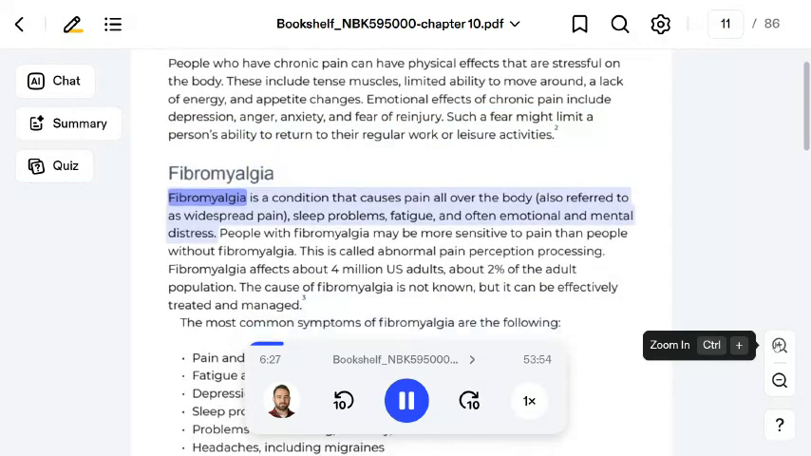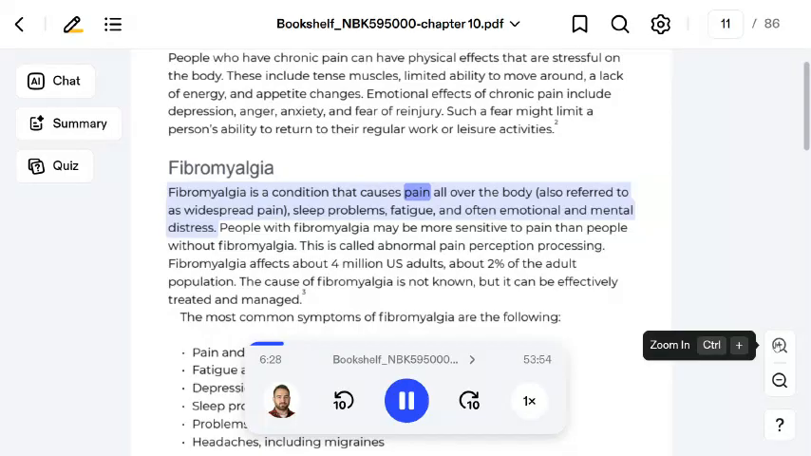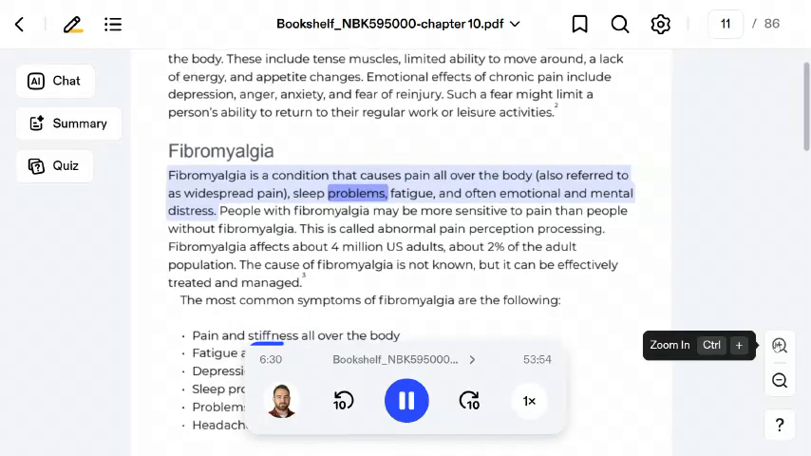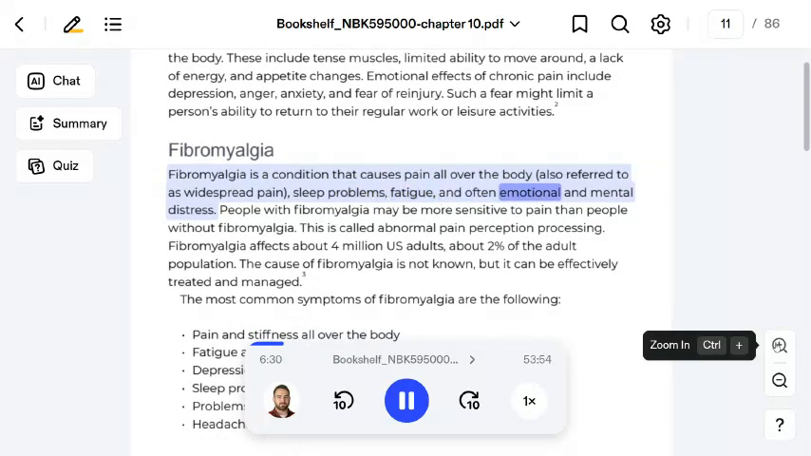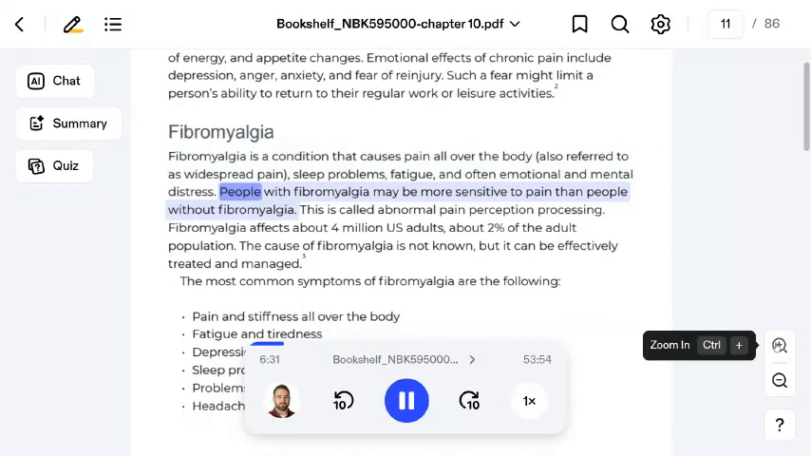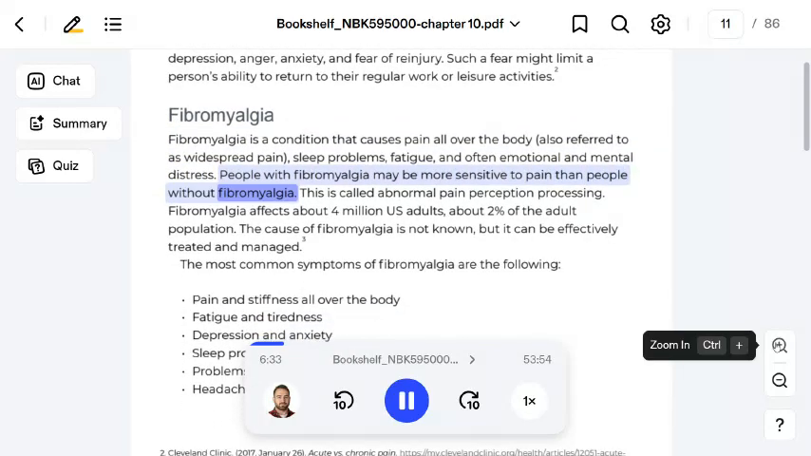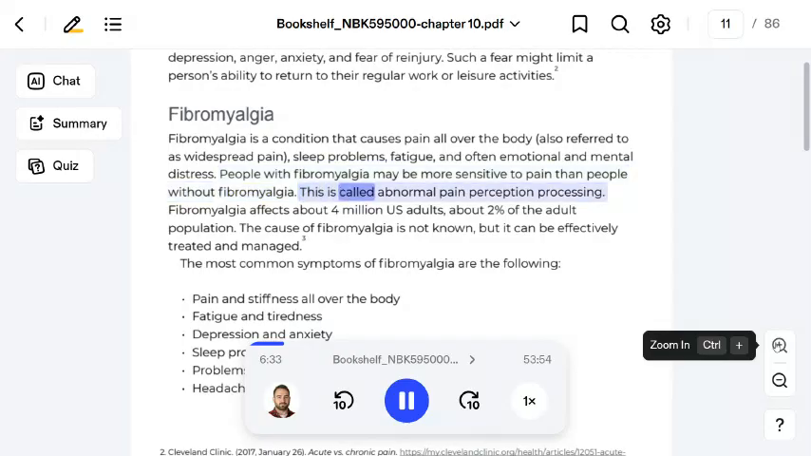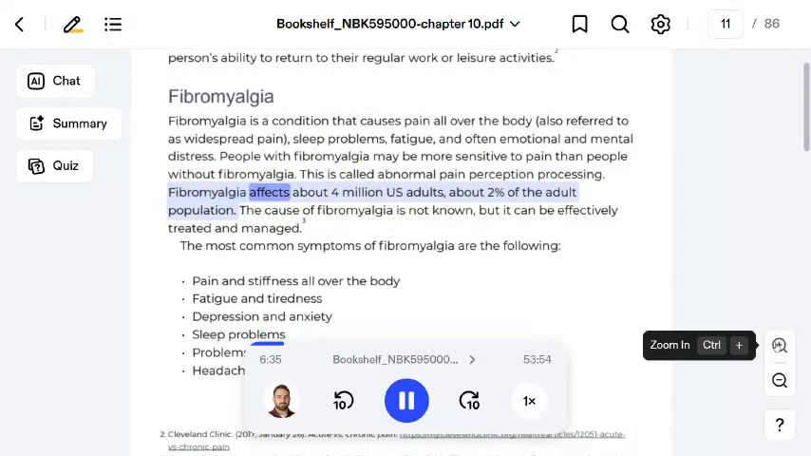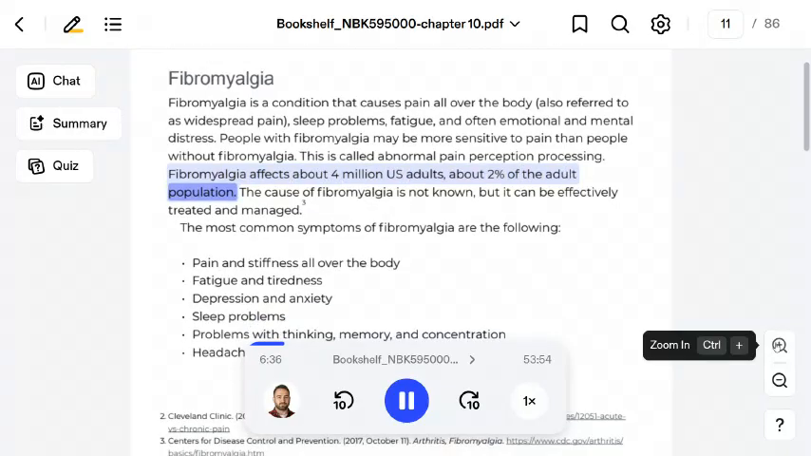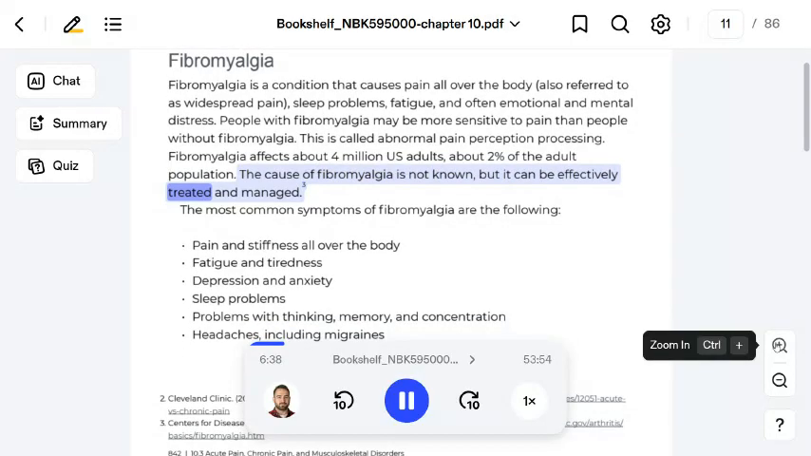Fibromyalgia. Fibromyalgia is a condition that causes pain all over the body, sleep problems, fatigue, and often emotional and mental distress. People with fibromyalgia may be more sensitive to pain than people without fibromyalgia. This is called abnormal pain perception processing. Fibromyalgia affects about 4 million U.S. adults, about 2% of the adult population. The cause of fibromyalgia is not known, but it can be effectively treated and managed.